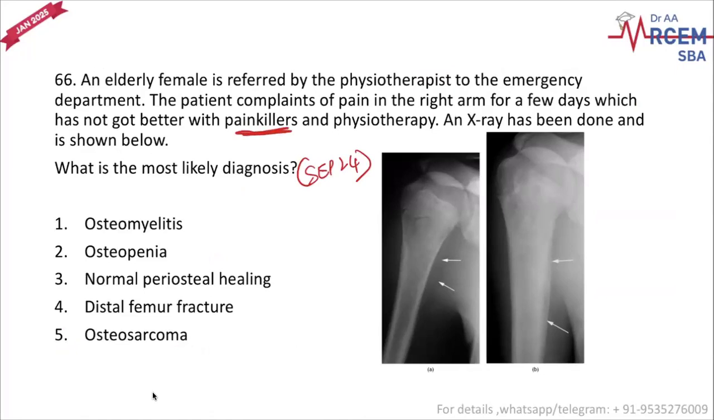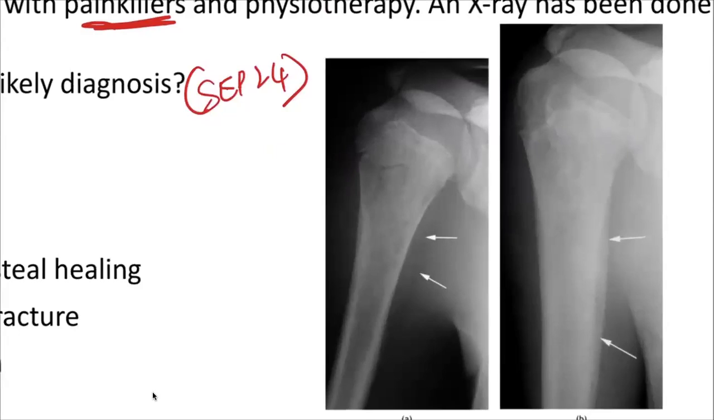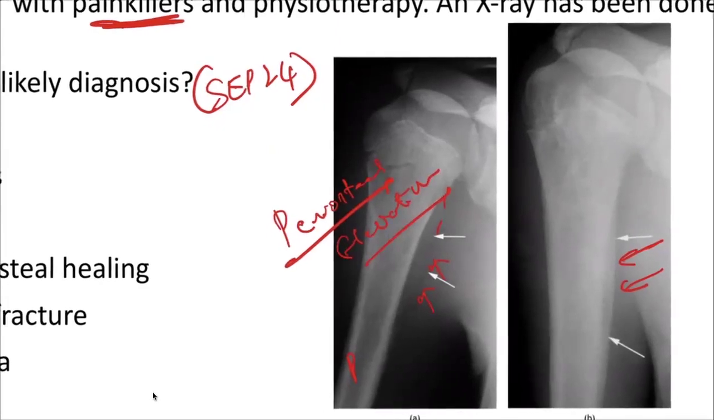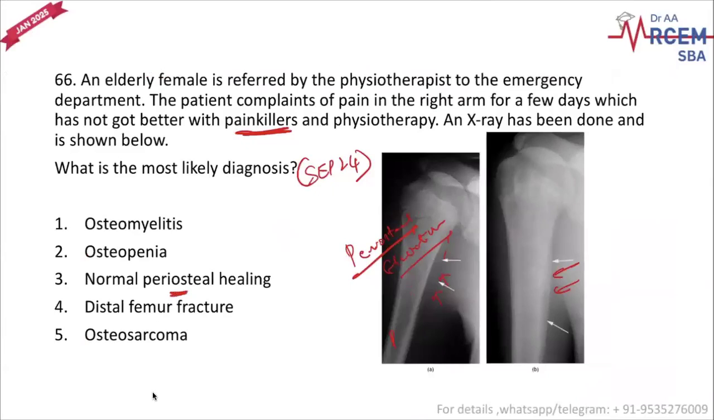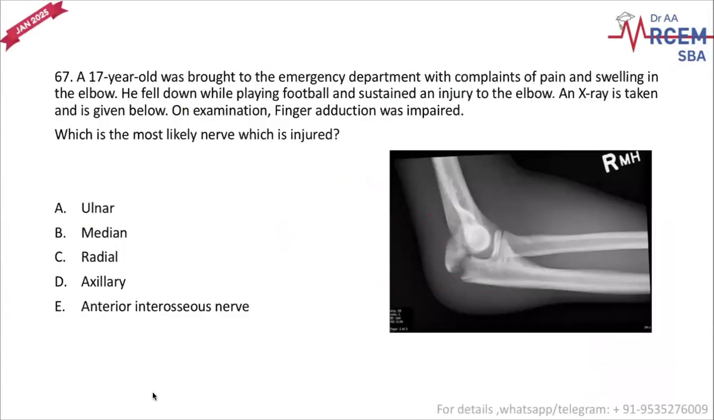X-ray is shown here. What are we seeing on an X-ray here? This is known as periosteal elevation. Periosteal elevation is one of the findings of osteomyelitis. So do not forget, do not pick up normal periosteal healing here. It is unlikely because the pain is becoming worse. If the pain is becoming worse, it can't be a normal periosteal healing. Some pathology is there. In spite of painkiller, the pain is getting worse. That's why it is an osteomyelitis. That is what you need to pick up as the answer.